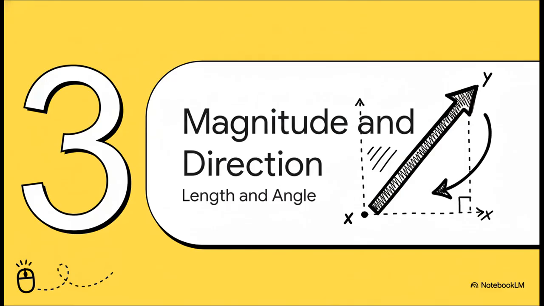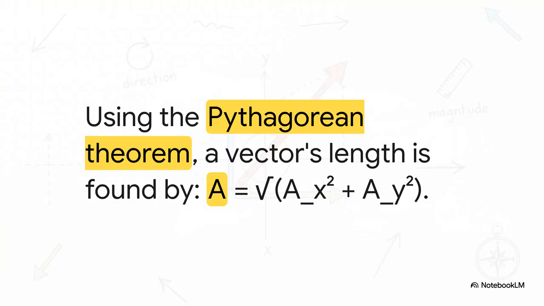But what if we want to know the actual direct straight line distance the mouse pointer traveled? Well, that brings us to Section 3, how to get the vector's overall length, its magnitude, and its direction from those components. Take a look at the components and the vector itself. If you draw them out, what shape do you see?